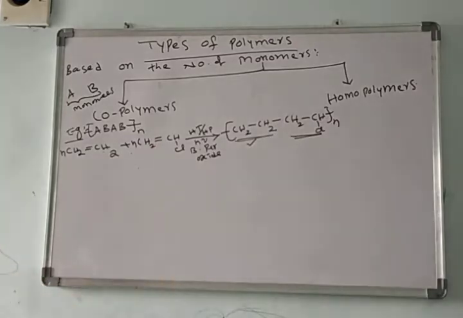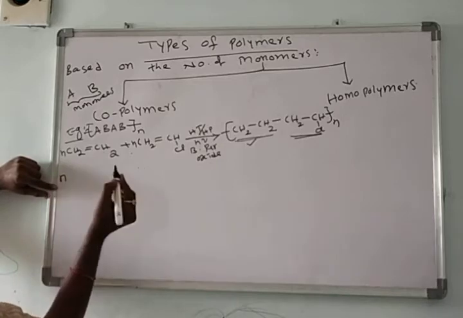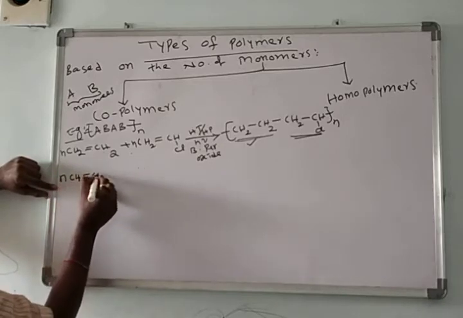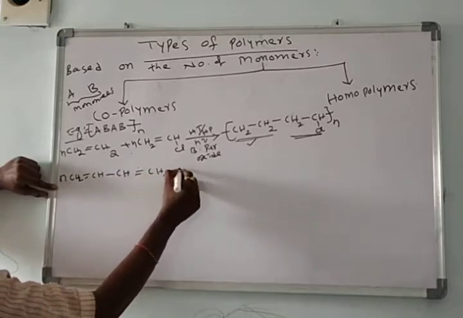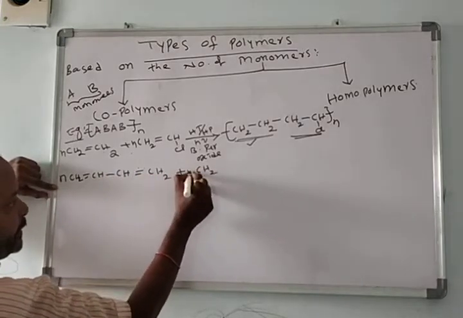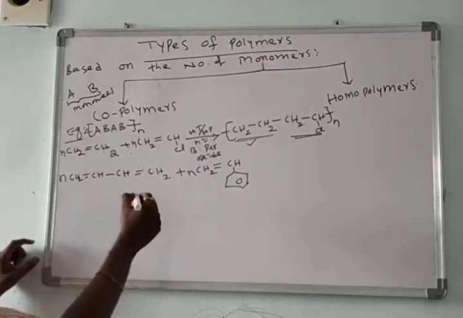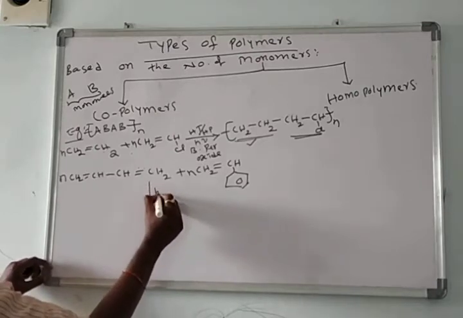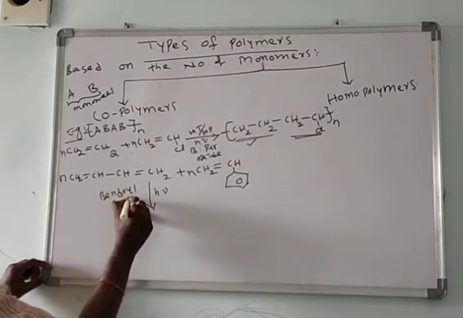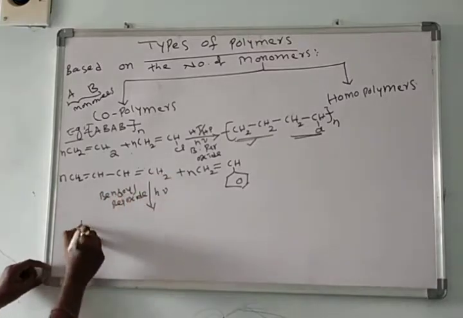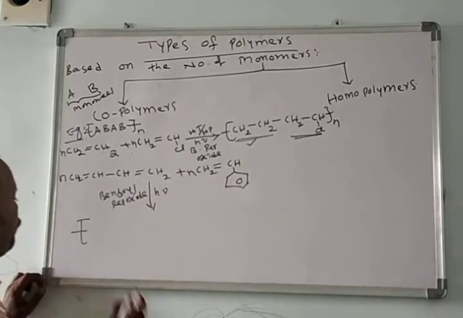In continuation, we'll see the mechanism for this reaction. I am taking one more copolymer. Yesterday we discussed, take a number of 1,3-butadiene molecules. This is 1,3-butadiene. 1,3-butadiene addition with a number of styrene molecules in the presence of sunlight and benzoyl peroxide. What happened? Here we'll get the 1,3-butadiene styrene polymer.